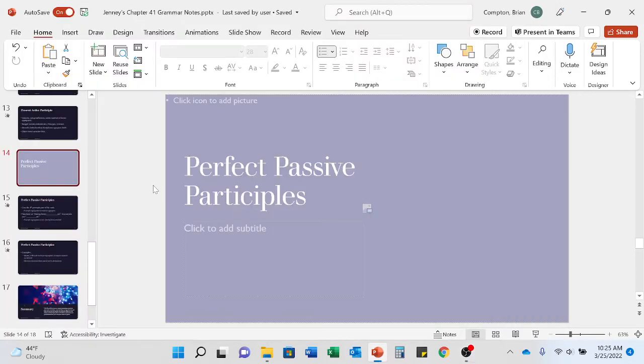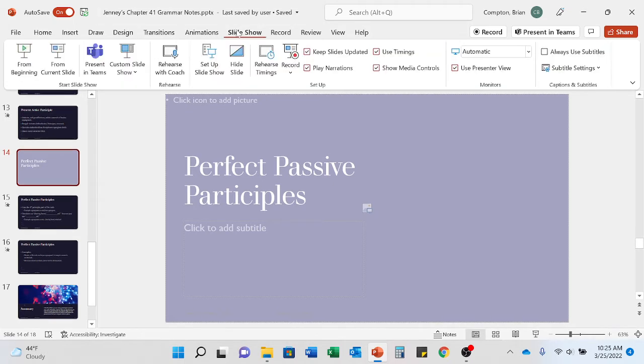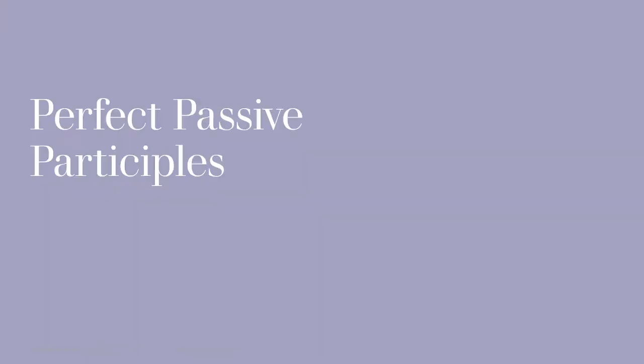Salvete omnes, we've come to our third video for chapter 41, and that's about the perfect passive participles. So this one's going to be super short compared to the last one because there's just not a lot to say about this.